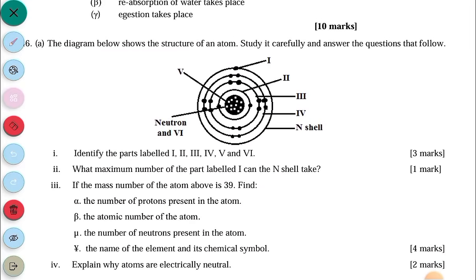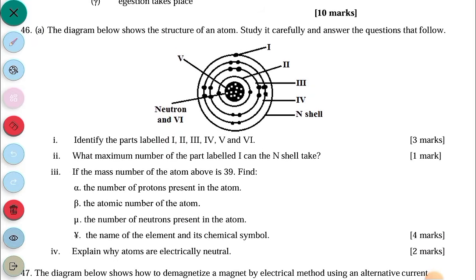Question 46. So the diagram below shows the structure of an atom. Study it carefully and answer the questions that follow. So identify I to VI. So I is an electron. II is a K shell. III is an L shell. Then V, you can see V is the enclosure of the protons and neutrons. That's the nucleus. Then VI.